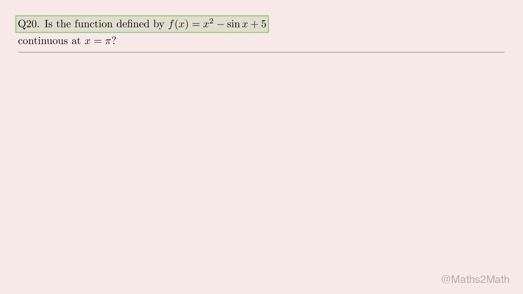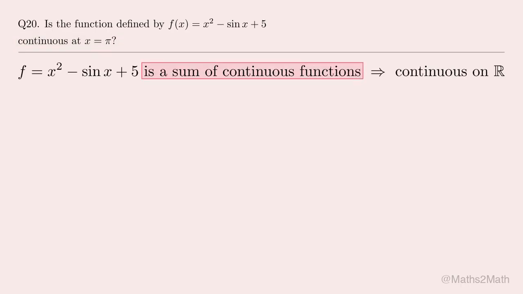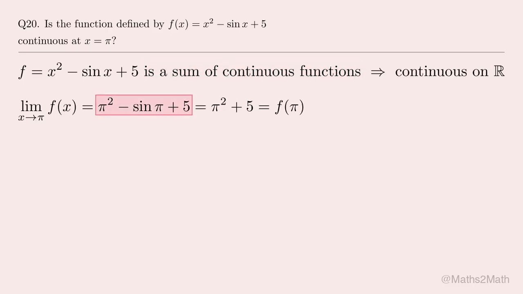Question 20. A polynomial minus the sine function plus a constant, tested at x equals pi. Polynomials and sine are continuous, and sums and differences of continuous functions stay continuous. X squared, sine x, and the constant 5 are each continuous everywhere, so their combination f is continuous everywhere, in particular at pi. Directly, the limit at pi is pi squared minus sine pi plus 5, and sine of pi is 0, matching f of pi.